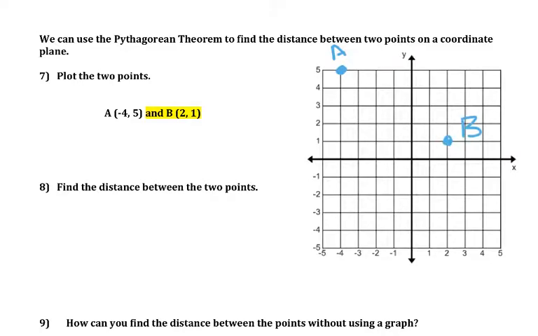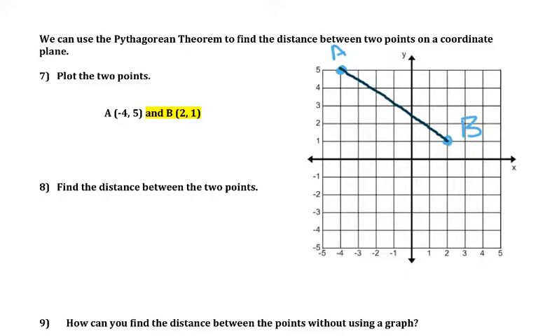Number 8, find the distance between the 2 points. Now we can change that question by drawing a line segment from A to B and saying, what's the length of that line segment? Well, that's still not very helpful. It's hard to determine that. So let's add a few other things. We know that we could talk about the distance it is vertically and horizontally.